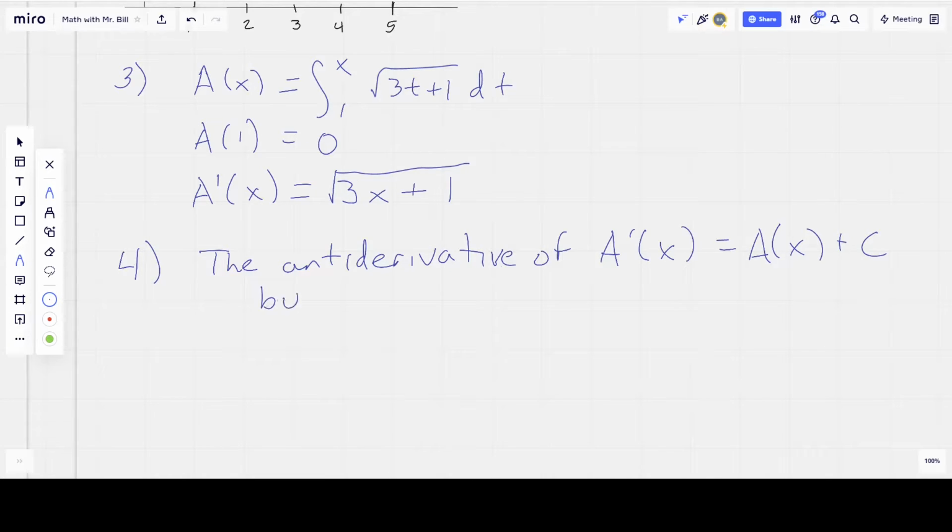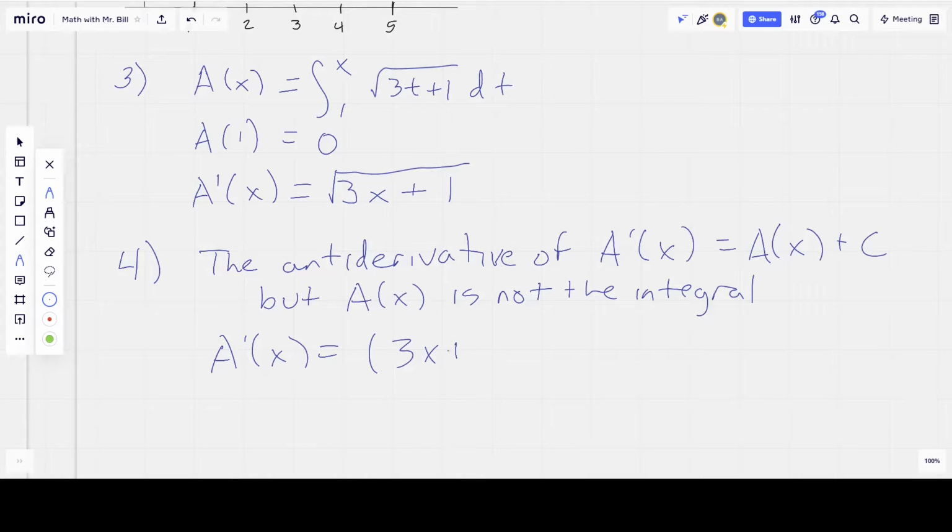But A of x is not our integral this time around. We're going to go backwards using antidifferentiation. So let's take a look at what that means. So if A prime of x is equal to the square root of 3x plus 1, I'm going to make that (3x plus 1) to the 1/2. And we find the antiderivative of it.